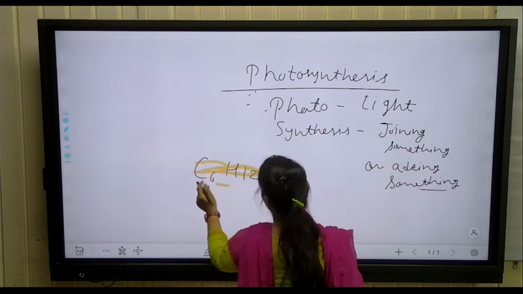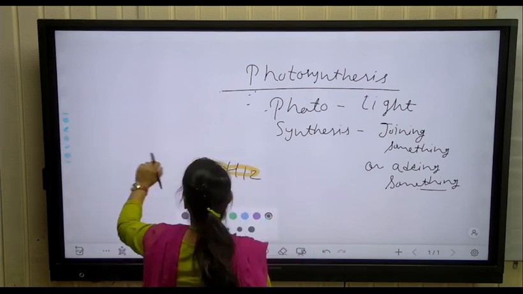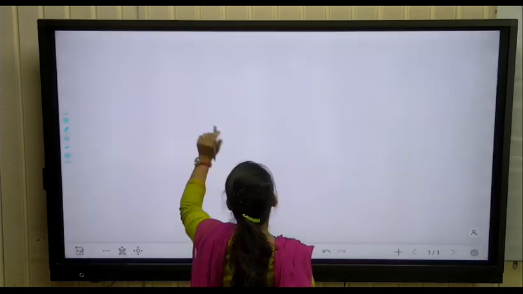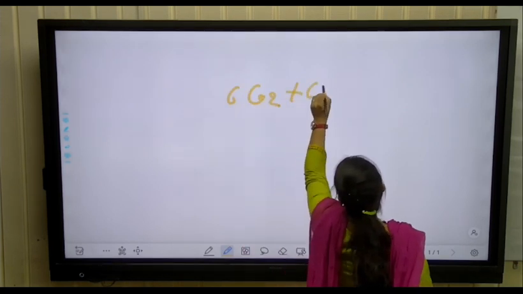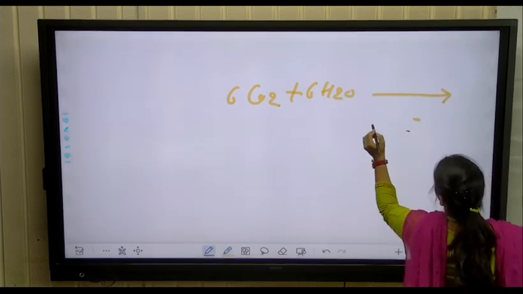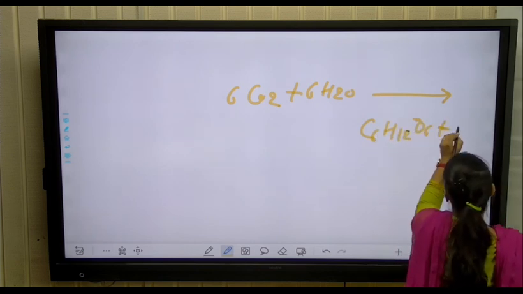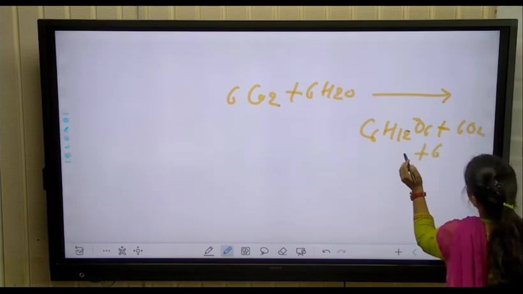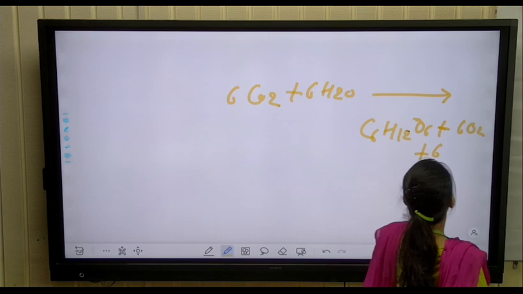The process starts. There is a simple equation: 6 CO2 plus 6 H2O is equal to C6H12O6 plus 6O2 plus 6 H2O.